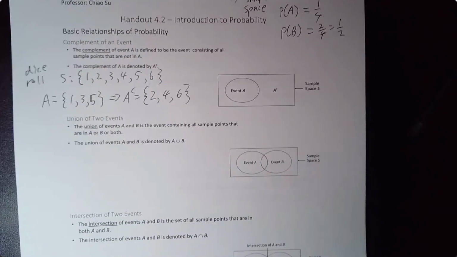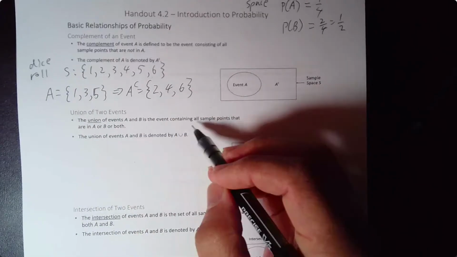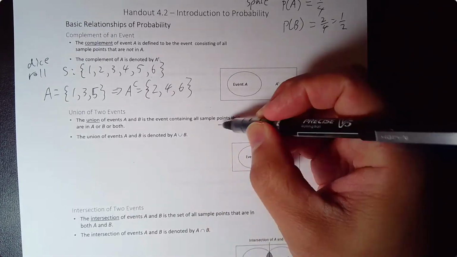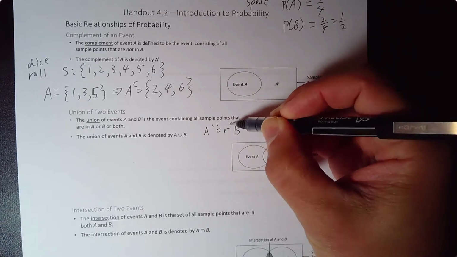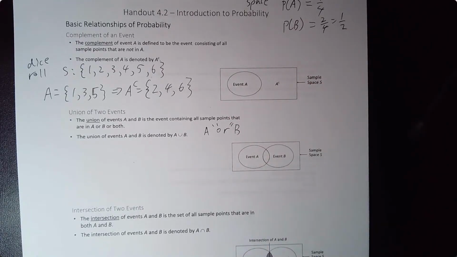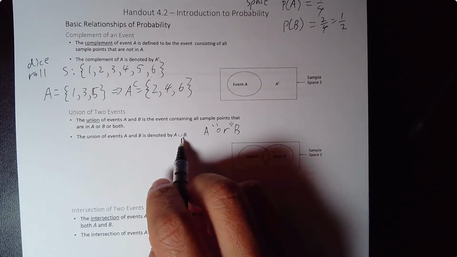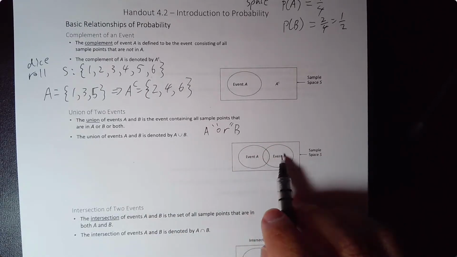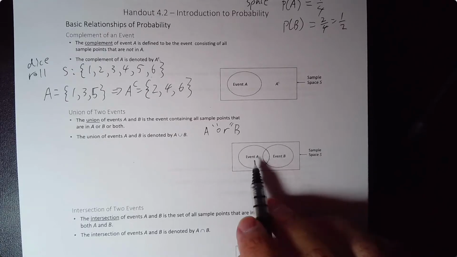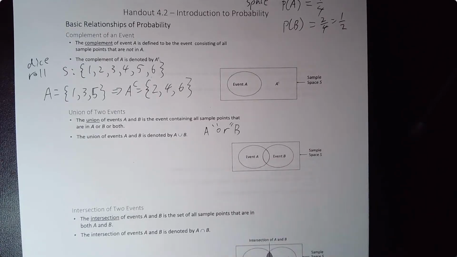All right, union. Another way to read union is A or B. That's a good way to understand what it means. Union is written as a U, and we read it as "or". So it's basically anything that is in either. Imagine if I say I want students who are freshmen and sophomores.